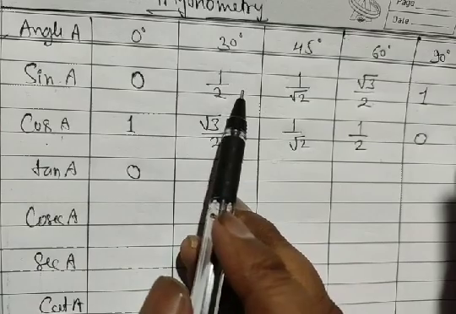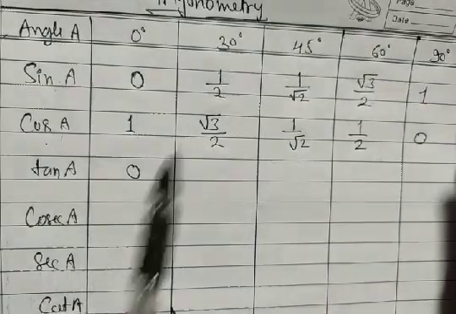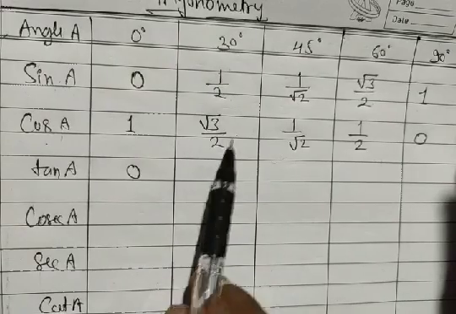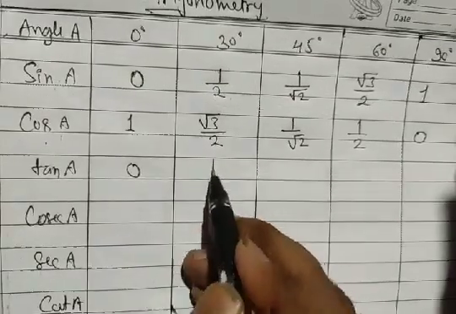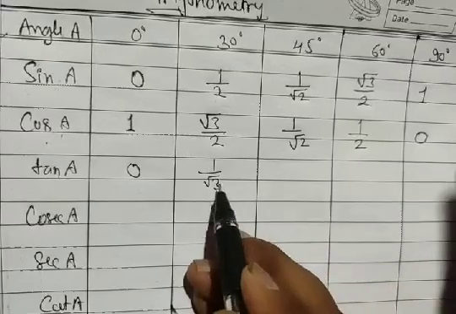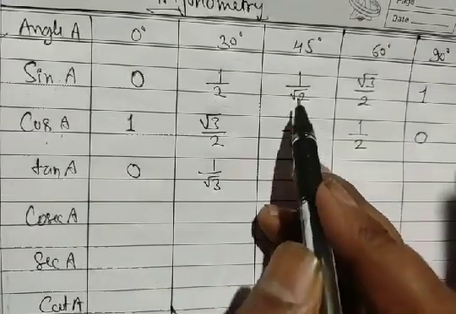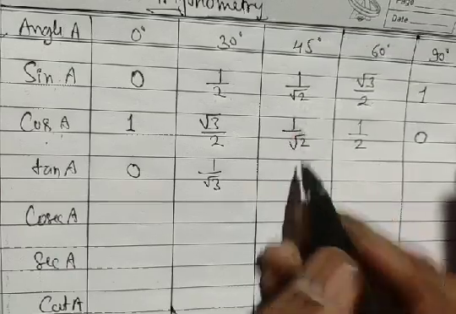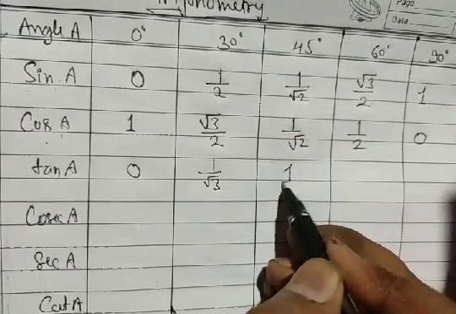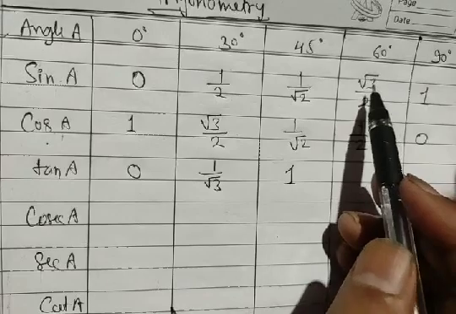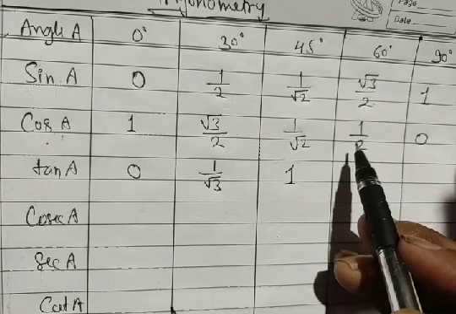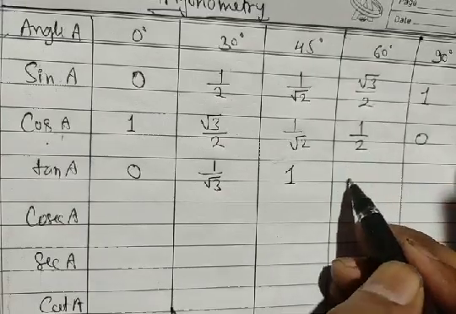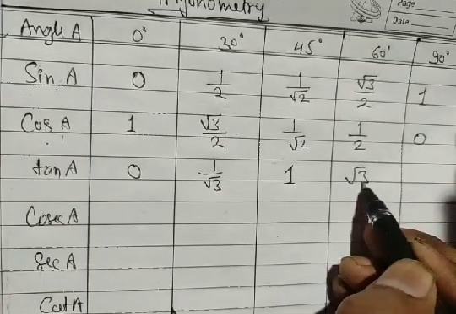What is 1 upon 2 upon root 3 by 2? The 2 cancels out, then we get 1 by root 3. When we take the ratio of sine 45 to cos 45, it cancels out, then we get 1 here. When we take the ratio of sine 60 to cos 60, what do we get? The 2 cancels out, then we get root 3 by 1, so here root 3.